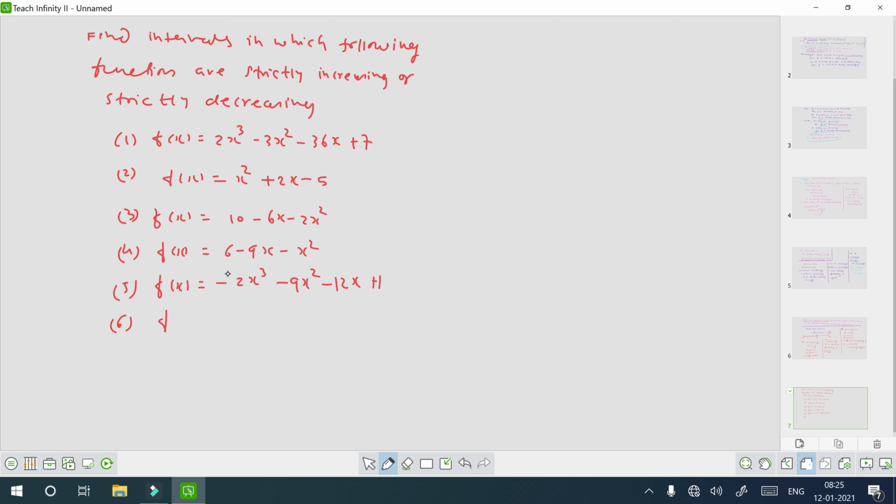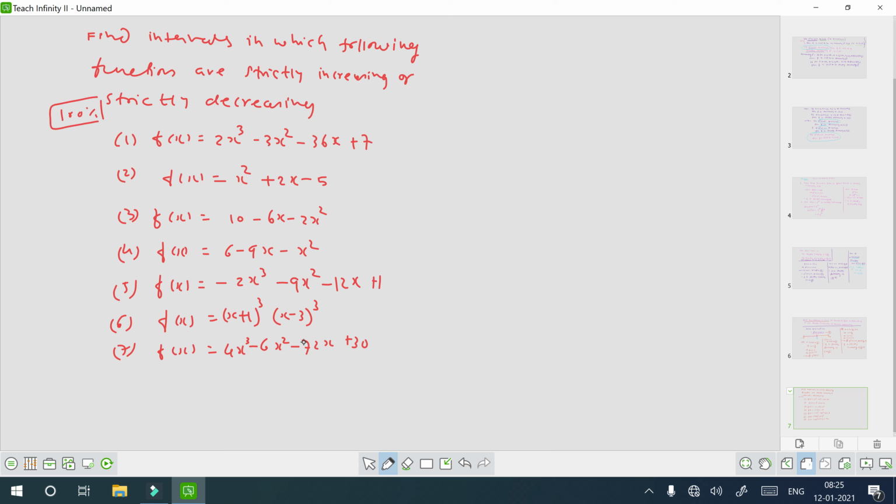Sixth one, f of x is equal to (x plus 1) whole cube, (x minus 3) whole cube. Clear? On the same line, seventh one, f of x is equal to 4x cube minus 6x square minus 72x plus 30.